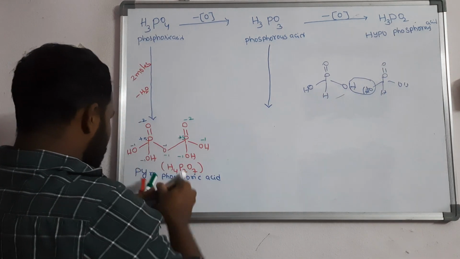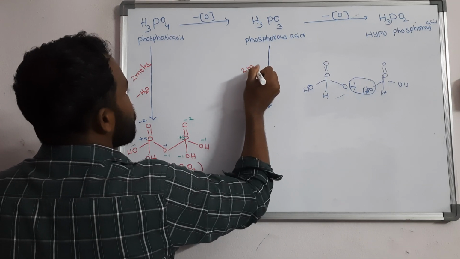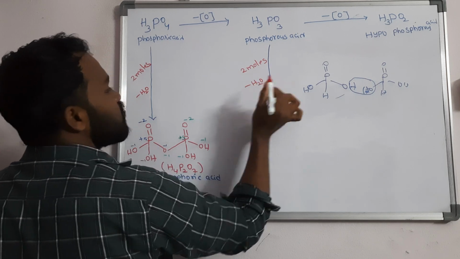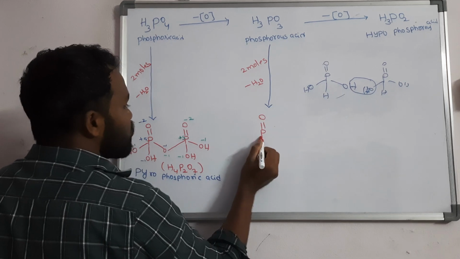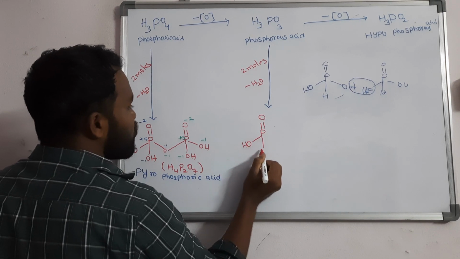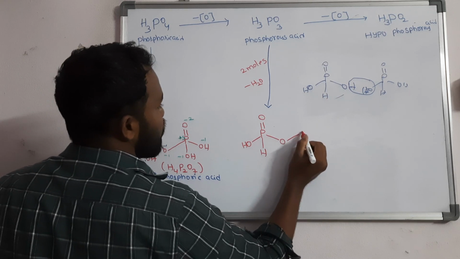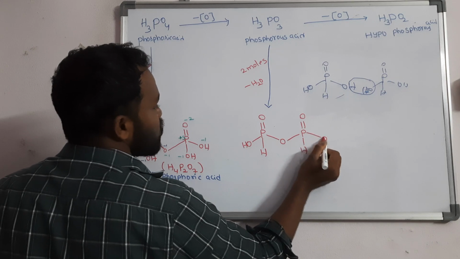So what is the concept for this? Take 2 moles of H3PO3 and remove H2O. Then you will get P double bond O, OH, with the hydrogen as it is, then this is connected through oxygen to the other P double bond O, H and OH.